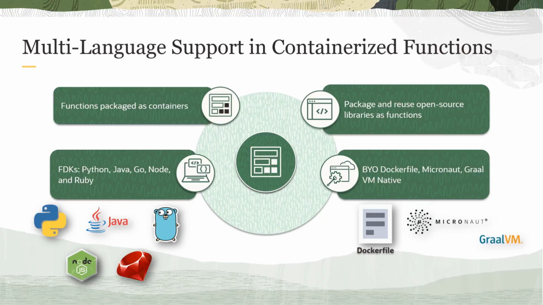Additionally, you can take advantage of the Micronaut microservices framework and GraalVM native image to further optimize your functions. Using Micronaut can help you build lightweight, modular applications, while GraalVM native image can significantly reduce your container image size and memory footprint, resulting in faster startup times and lower resource consumption.